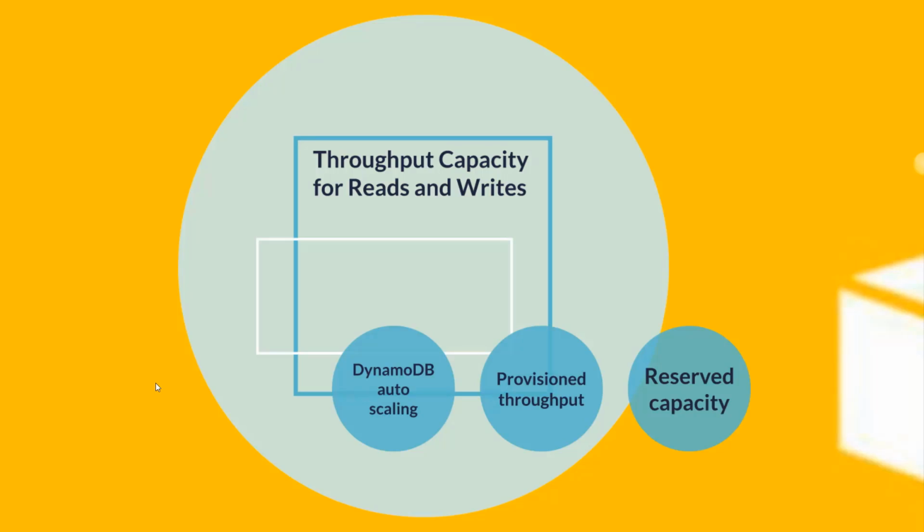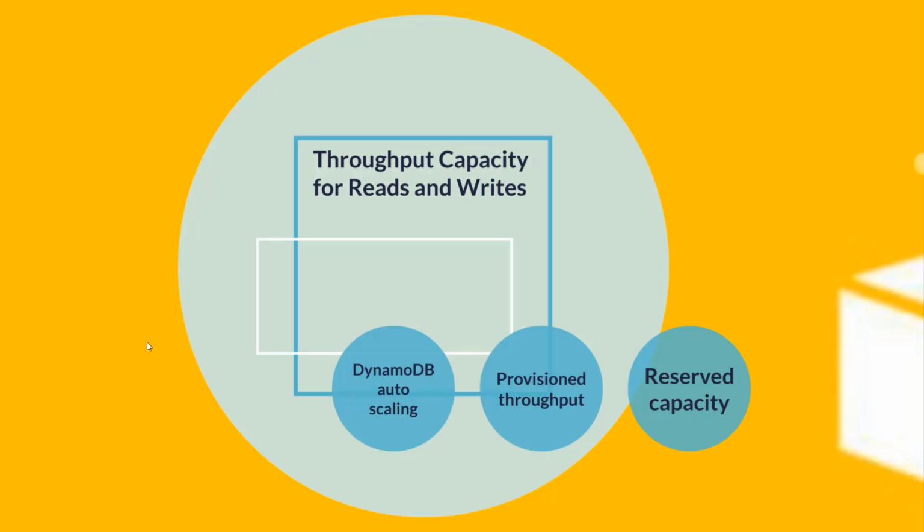And one write capacity unit represents one write per second for an item up to 1 KB in size. If you need to write an item that is larger than 1 KB, then DynamoDB will need to consume additional write capacity units. The total number of write capacity units required depends on the item size.